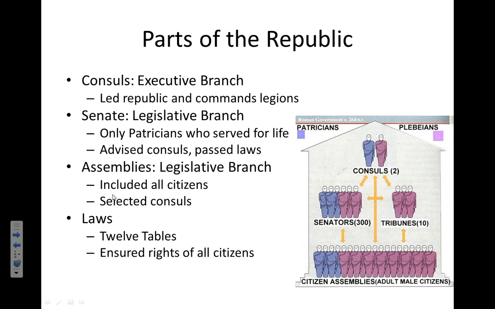So the various parts of the republic. They had consuls, which are their executive branch. The consuls are on top. There was always two of them. They then had a senate, which was one part of their legislative branch.